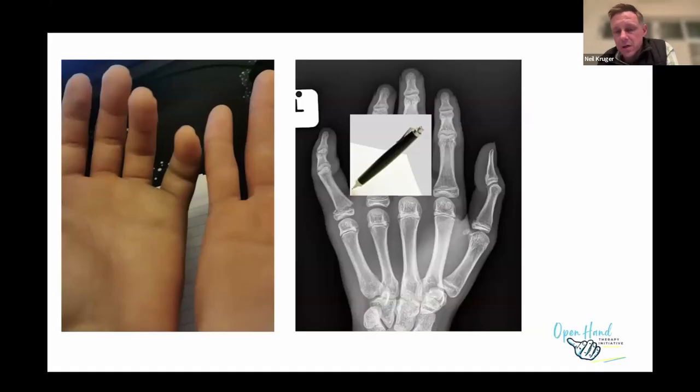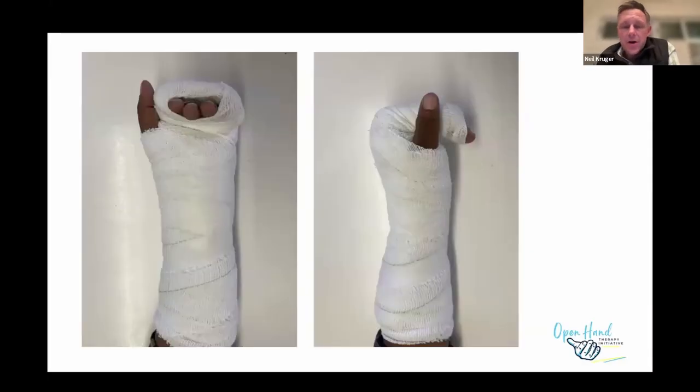Always get a post reduction X-ray, and then that will remain stable just buddied to the ring finger, and you can gently get them moving. Notes on the proximal phalanx plaster of Paris. This is what it should look like, okay?